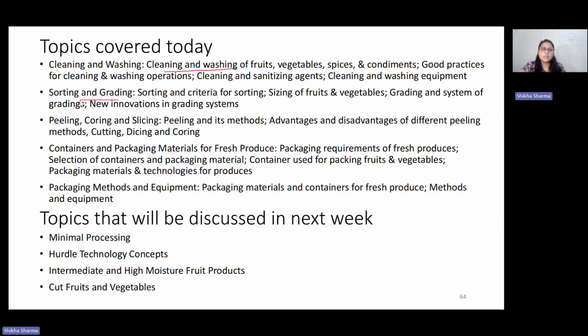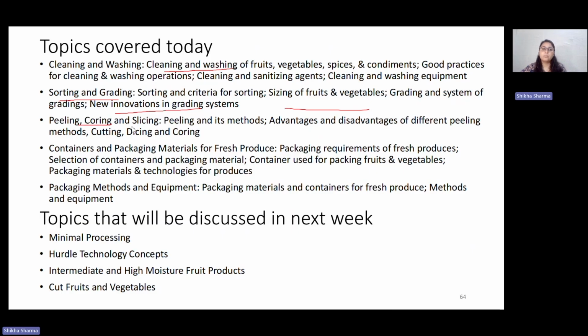Then we discussed sorting and grading, how sorting, sizing and grading can be done, new methods like roller graders, and new innovations like computer-based or AI-based grading systems. And then we discussed some numericals based on energy, like size reduction and cleaning systems efficiency.